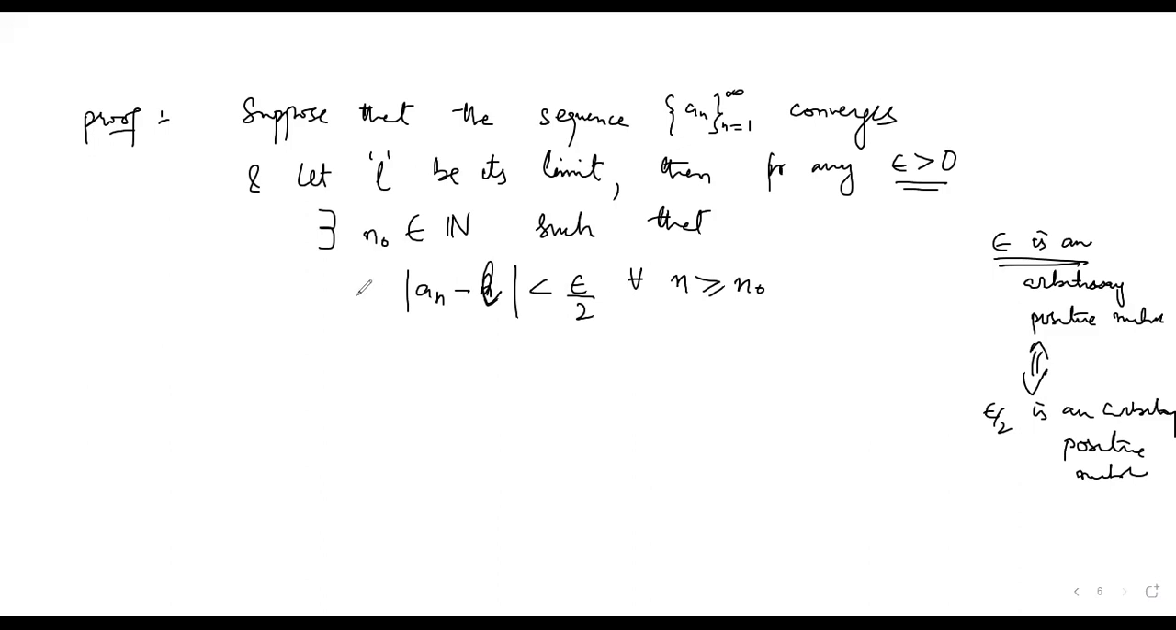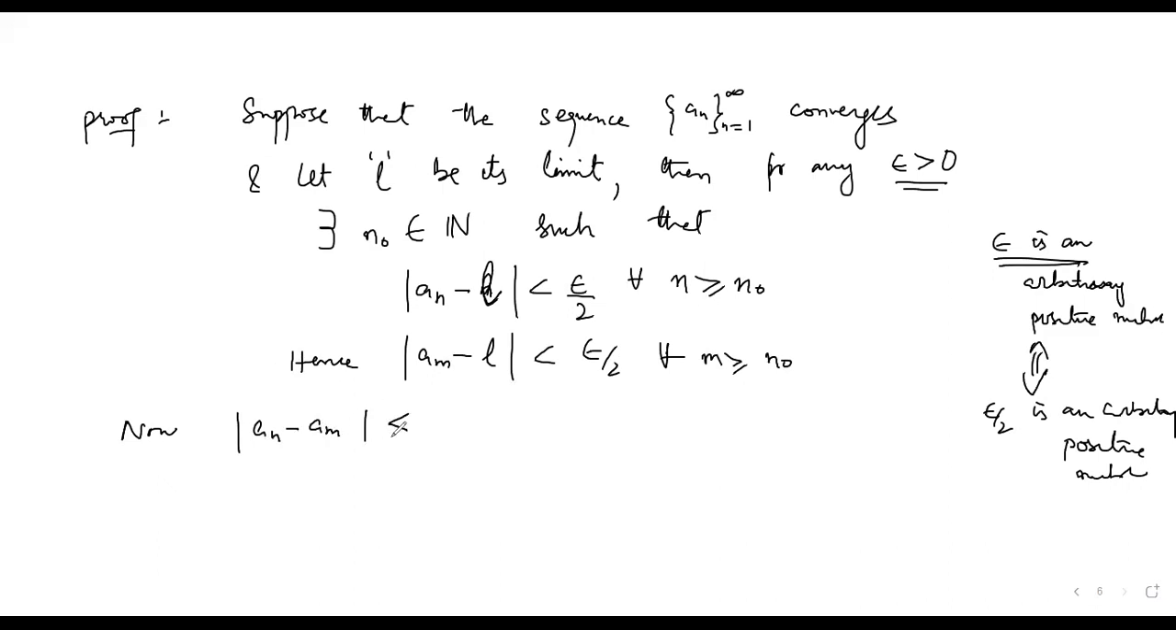So once I have written like this, I can also write it as: hence |a_m − L| should also be less than epsilon by 2, by the same idea, but for all m bigger than or equal to n naught. Now I can write a_n − a_m by the triangle inequality.